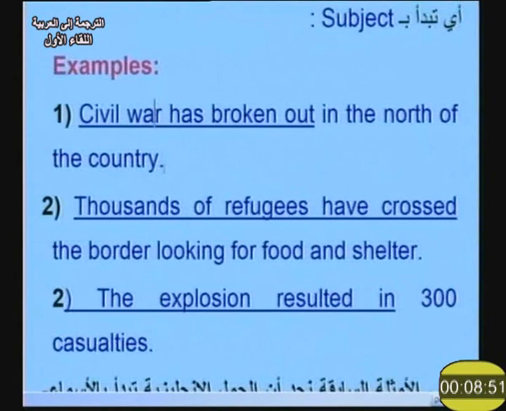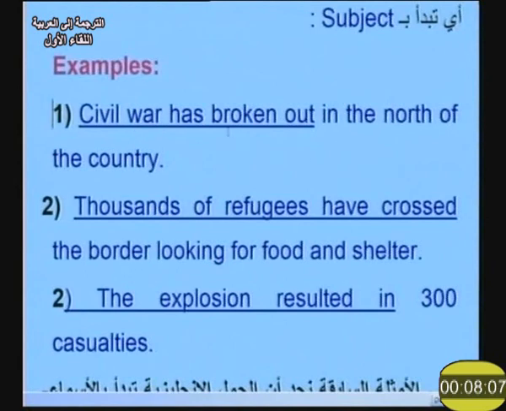If we try to analyze this sentence into its basic constituents, we find that civil war is the subject, has broken out is the verb. In the north of the country, this is adverb of place. Here, the civil war is the starting part of the sentence. But in translation into Arabic, we begin the sentence with اندلعت الحرب الأهلية. Instead of civil war, الحرب الأهلية اندلعت in English, but in translation into Arabic, it's preferable to begin the sentence with a verb. اندلعت الحرب الأهلية في شمال البلاد.